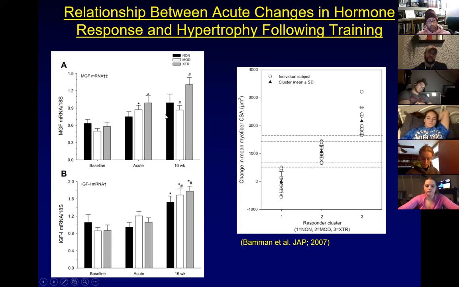And when we look at all of them, this is the sort of acute change in MGF messenger RNA after a single bout of resistance training protocol. You will note that in the non-responders, they don't get much of a change. It's up a little bit, but not statistically significant. And the moderate and the extreme responders are both going to be up, although they're not really different.